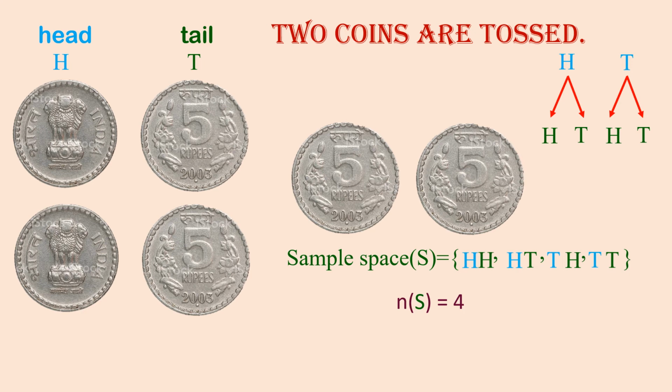And do not forget that the number of sample points: HH is 1, HT is 2, TH is 3 and TT is 4. If you count the possibilities in the sample space, there are a total of 4 possibilities, and that we call the number of sample points in the sample space, which is 4.